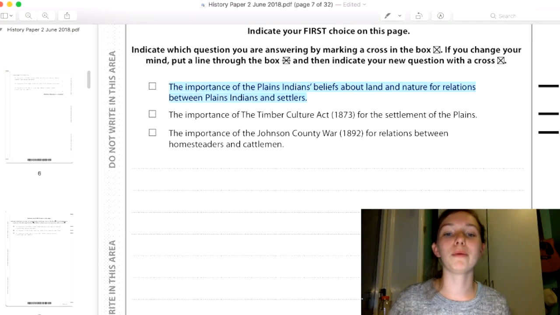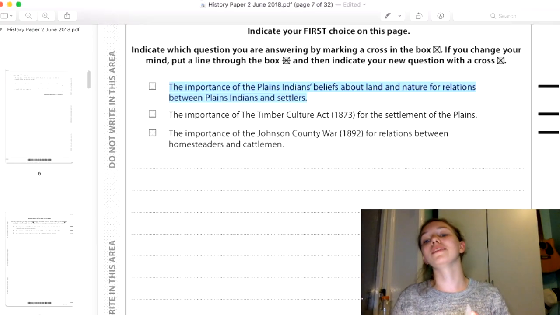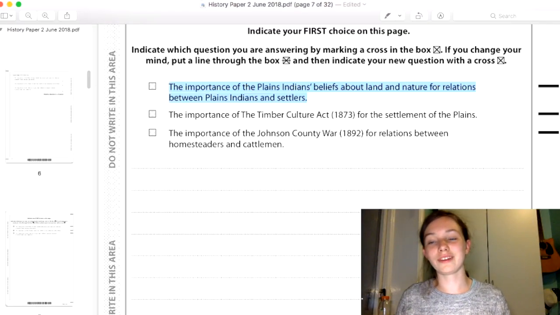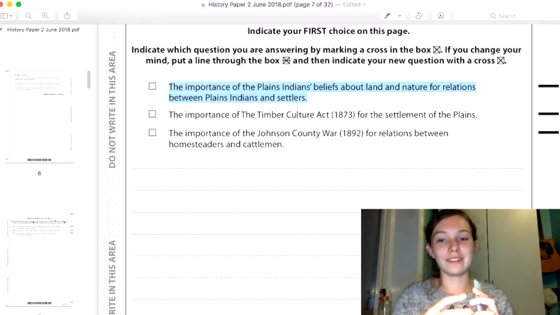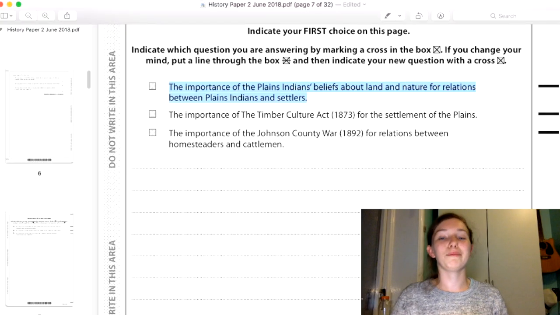So say you're doing the importance of Plains Indians' beliefs about the land, you could say that it caused a divide. It was important because it made it difficult for them to communicate, because the Plains Indians' beliefs were so different to the settlers' beliefs. Something along those lines. The importance is that it's difficult to communicate or understand one another, and that is important because that had implications on the relations between Plains Indians and settlers. Am I making sense? I hope I'm making sense.